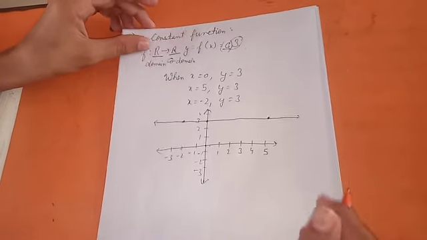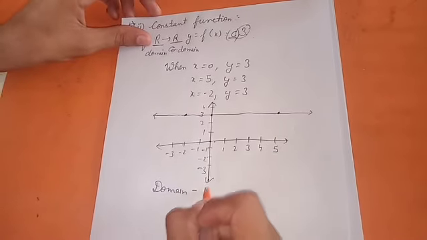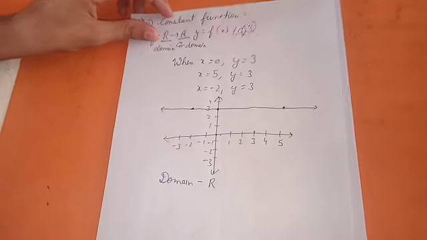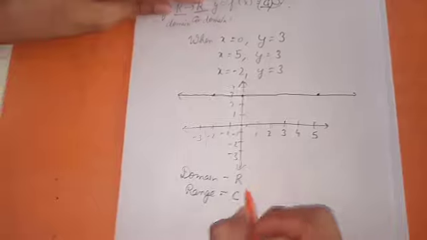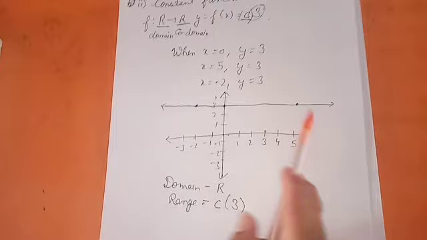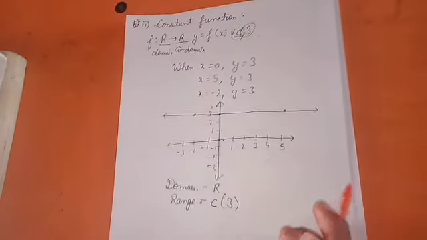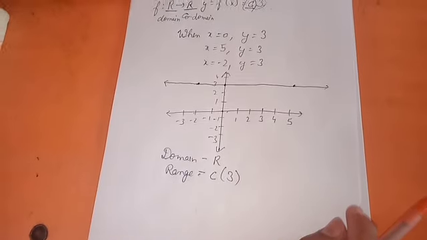Now if we talk about its domain and range, domain will be what? Domain will be R. We can keep any value of x here. But what we will get? Our range will be what? Our range will be C, which is 3 here. 3 is in this case, because at every value of x we are getting the same value. Can keep any. So this is our constant function. Next is polynomial function.